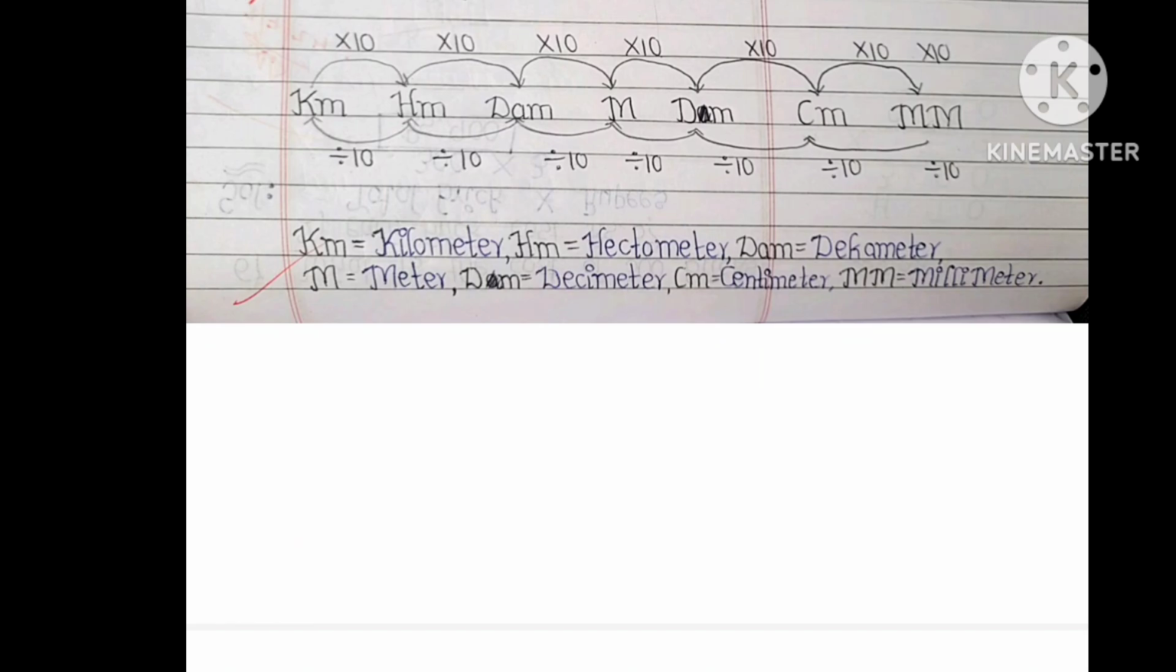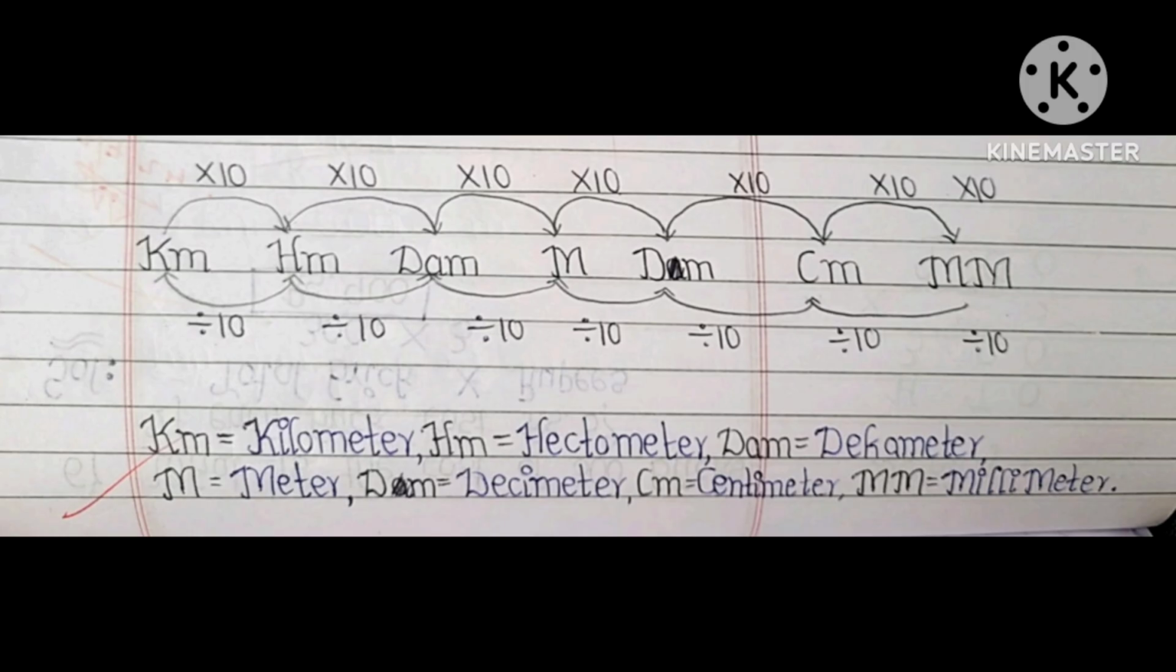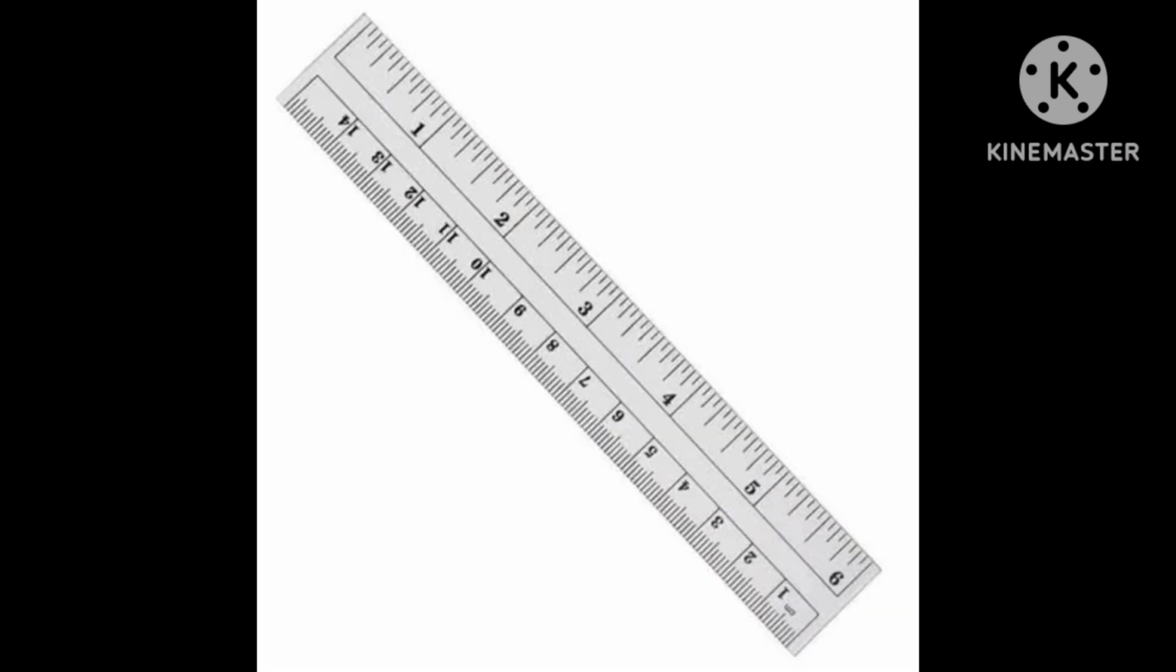Different distances will be measured in different measuring units. The standard measuring unit is meter. So if the distance is too long, then it is measured in kilometers. If it is too small, it is measured in millimeter. We can see millimeter in a ruler.